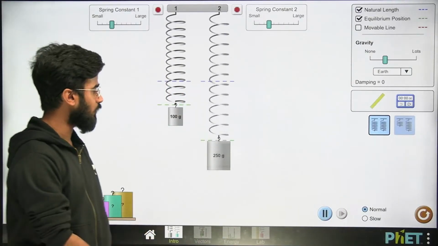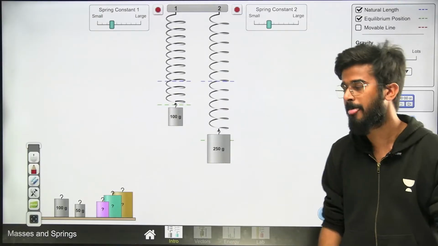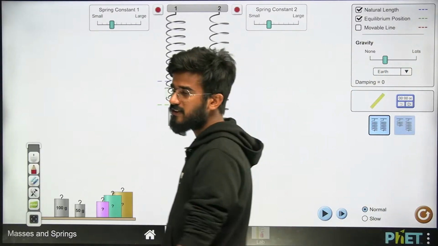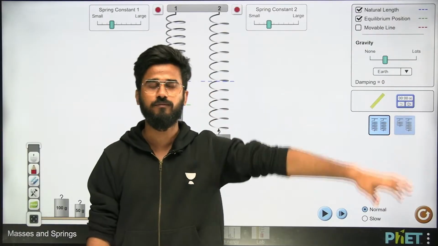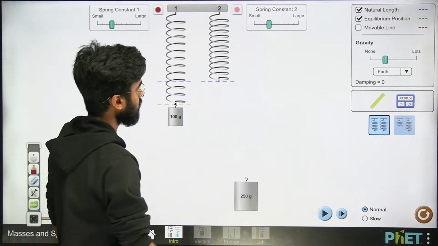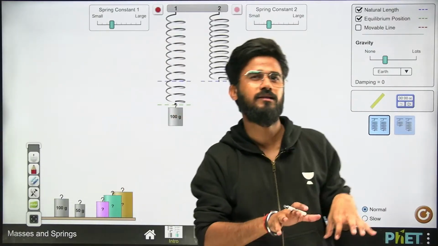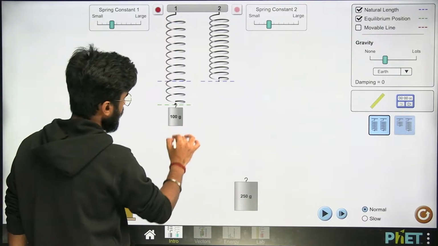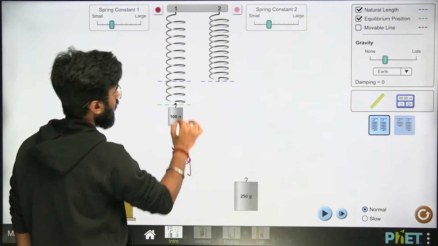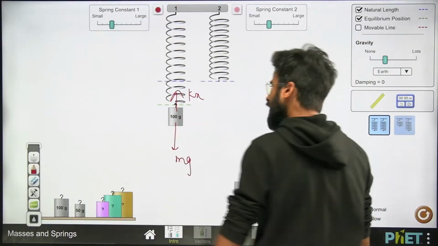Now one thing I want to tell you about the spring: suppose we just remove the mass from the spring. Suppose that I just remove this mass. There is an mg force on this particular thing. This is mg, and this is kx.